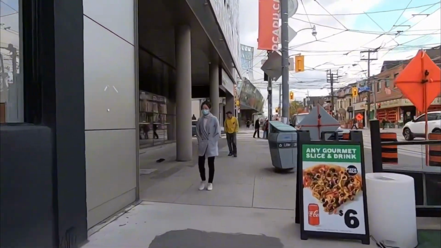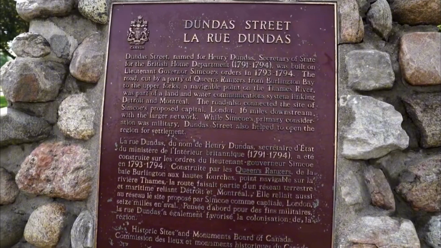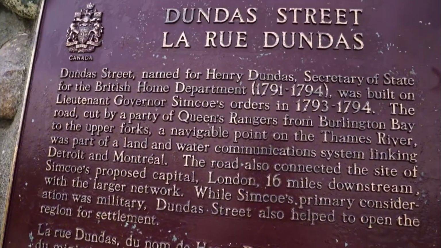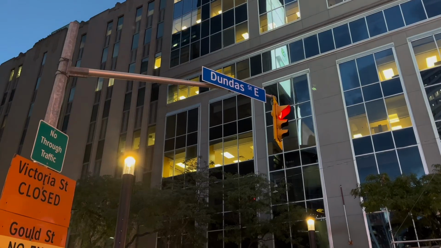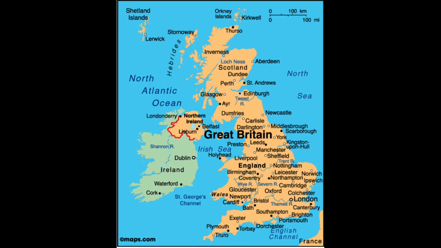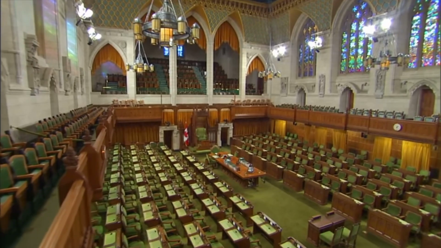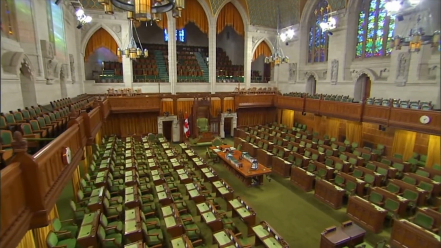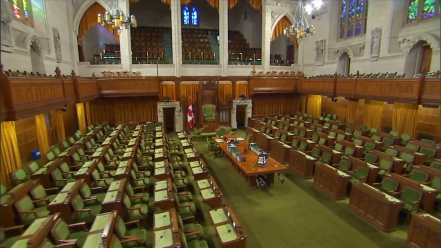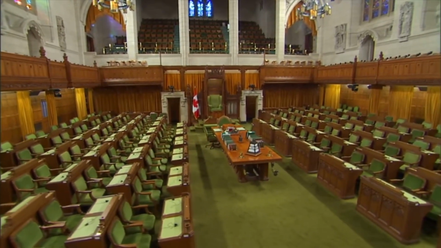However, concerns have been raised about its namesake, Henry Dundas, and his connections to the slave trade. Advocates argued that Henry Dundas, the namesake of the street, played a role in delaying Great Britain's decision to abolish the transatlantic slave trade. The historical connection raised valid concerns about whether it was appropriate to honor someone with a street name who may have impeded the progress of abolition.